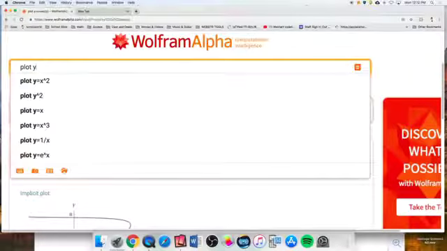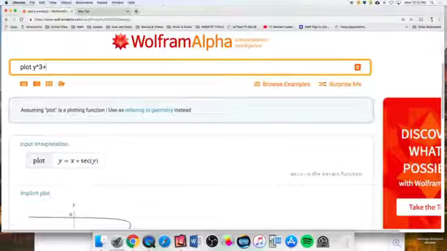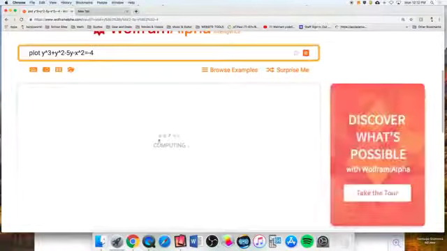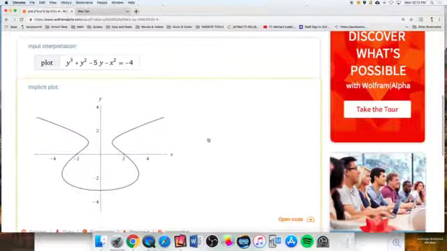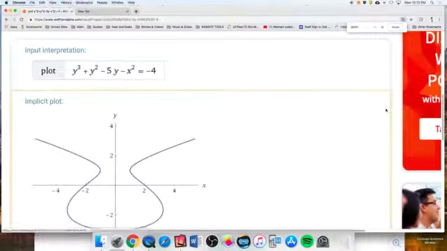y cubed plus y squared minus 5y. Use the little caret there for the exponent like you would on a calculator. Minus x squared, I'm typing in the original one, equals negative 4. All right, so I'm asking it to plot that. I hit equals, and sometimes it gets like effervescent bubbles right here. This one didn't.